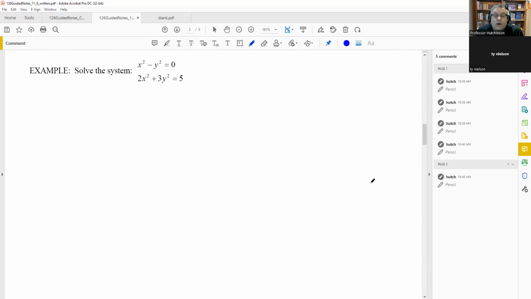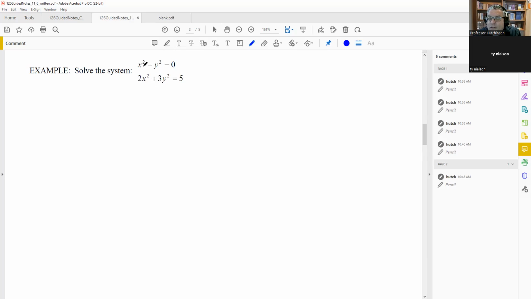Okay, so far we've done an example of the graphing one, and we did substitution ones. Now let's take a look at one where you have to use elimination. Okay, so this one works for elimination because I have x squares and y squares, and so I can eliminate an x square or a y square here.